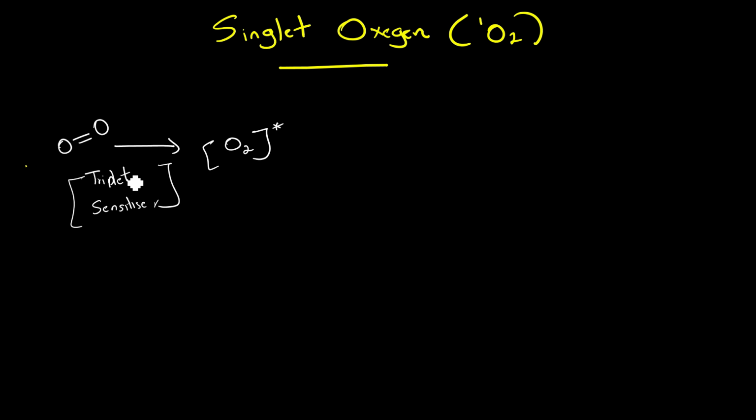I hope you know that there are two particular excited states: the singlet excited state and the triplet excited state. In the presence of the triplet sensitizer, you have only the singlet excited state. So this oxygen molecule is in the singlet excited state. That's why we call it singlet oxygen.